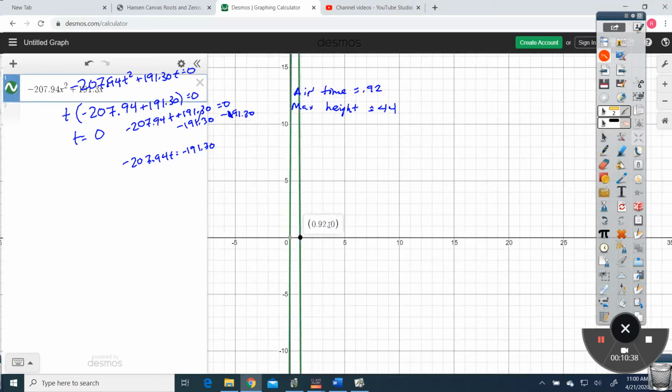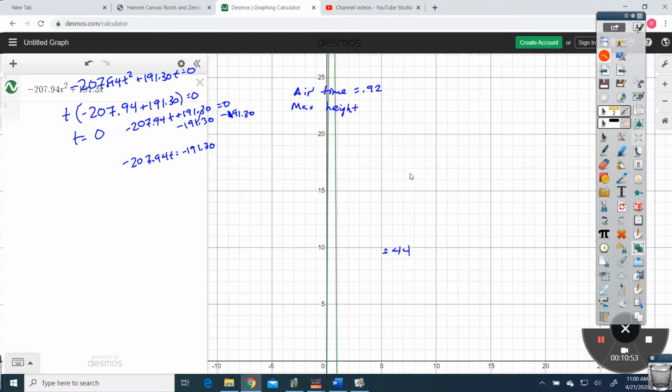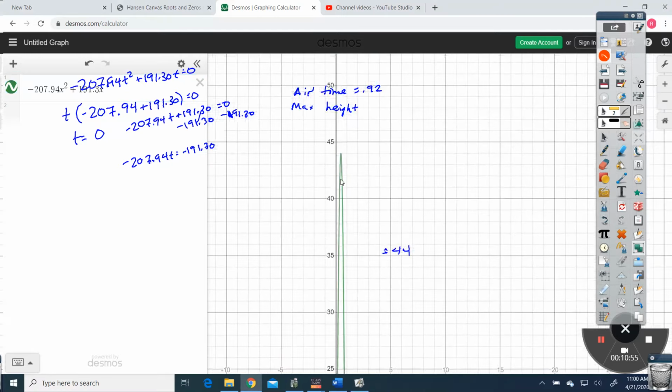So 0.920, so that's the time that it's in the air. That's what we got right here. So he went up, came back down, and landed. So his height above ground is 0 at both places. So it took 0.92 seconds. And then I can come up here to the top, and it says at 0.46 seconds, which was half.